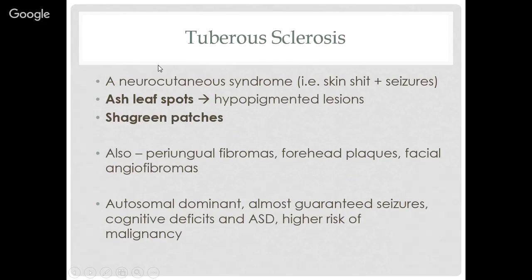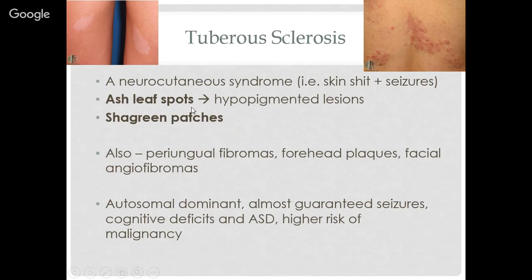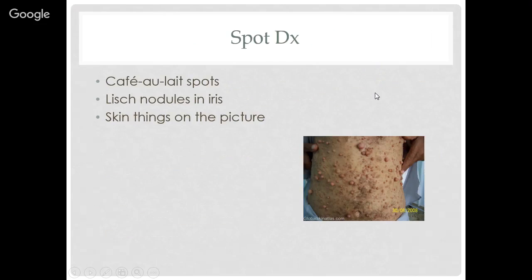But basically, it's one of these things called neurocutaneous syndromes, which is because of neural crest stuff being both skin and nervous system. Cutaneous stuff like these ash leaf spots and shagreen patches, and neuro stuff like seizures, possibly intellectual development problems. There are also other buzzword associations as well. But basically, if you think of these skin things and seizures, it's usually tuberous sclerosis.